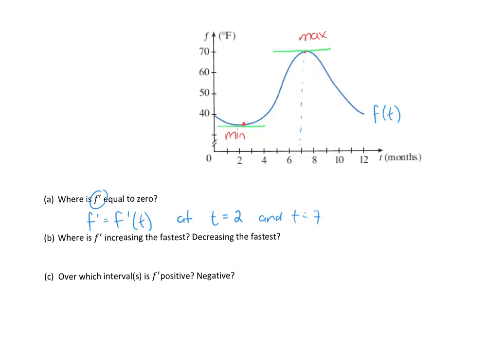All right, now we want to know where is f prime increasing the fastest. So f prime is going to increase the fastest at an inflection point, and we're looking for an inflection point where the function is actually increasing. So here we can see that f of t is increasing. Oops, let me use a highlighter, okay? So it's increasing over the interval from 2 to 7.